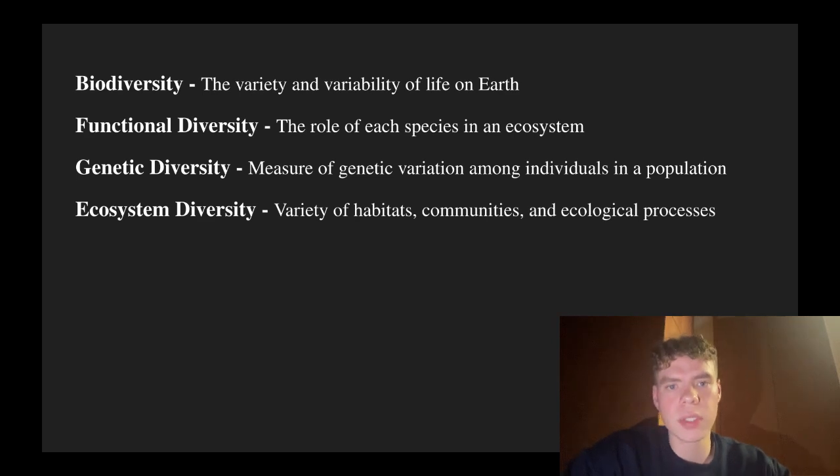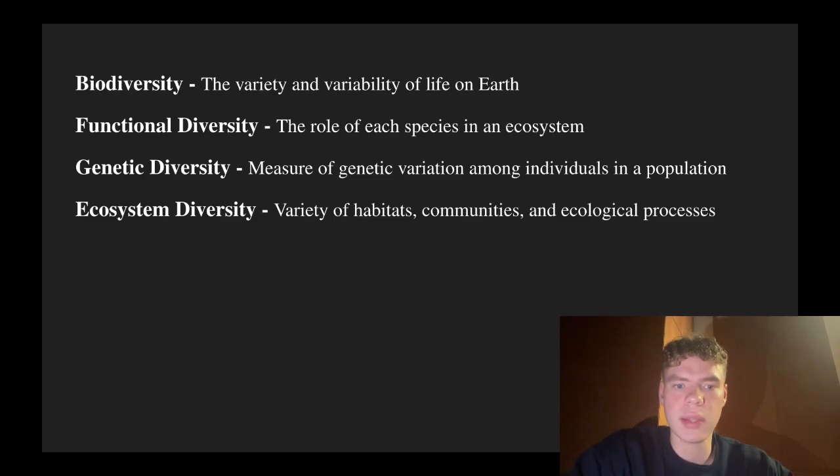Genetic diversity is obviously the measure of different genetics or gene pools within a different environment. Obviously, the more gene variation there is in an environment, that's going to make the population more resistant to changes, versus if there was just less genetic variation and something happened like a mutation and could really devastate an entire population.